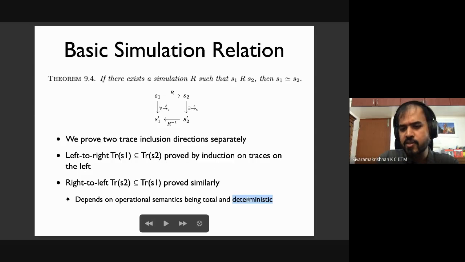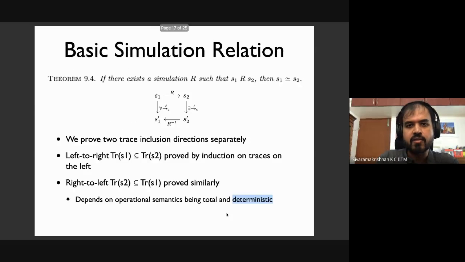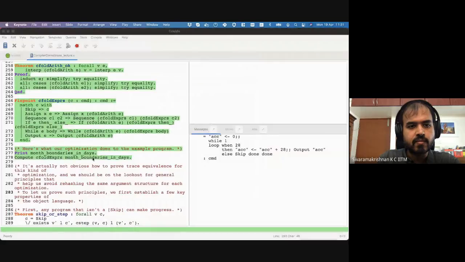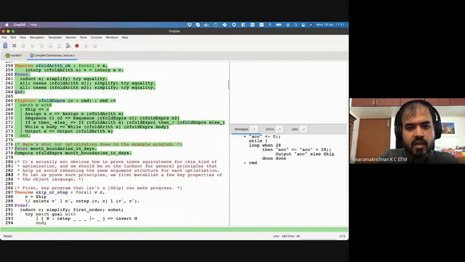We are actually assuming that our semantics is deterministic, right? So we will start with these two, and then we will dive into the actual proof. Okay, fine. So we close this. Let me make this a little bit bigger because this is going to involve a few terms.